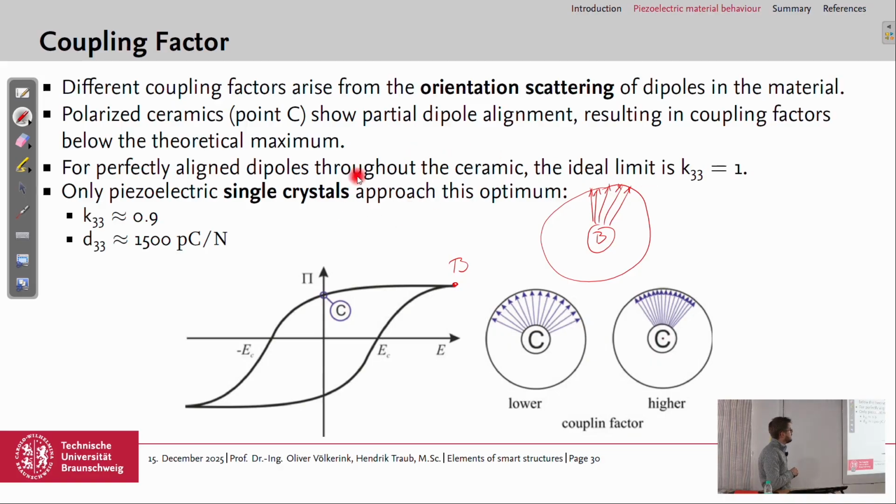And really high coupling factors can only be achieved with single crystals. So we don't have grains, no polycrystals, just a single crystal. We achieve k33 up to around 0.9, so 90% coupling factor. But the piezoceramic material we use, the lead zirconate titanate, is a polycrystal. It has a lower coupling factor than 0.9. So then let's go to the next slide.